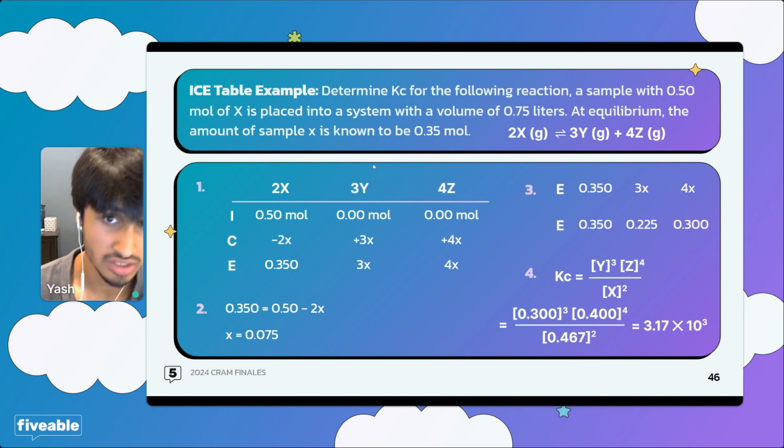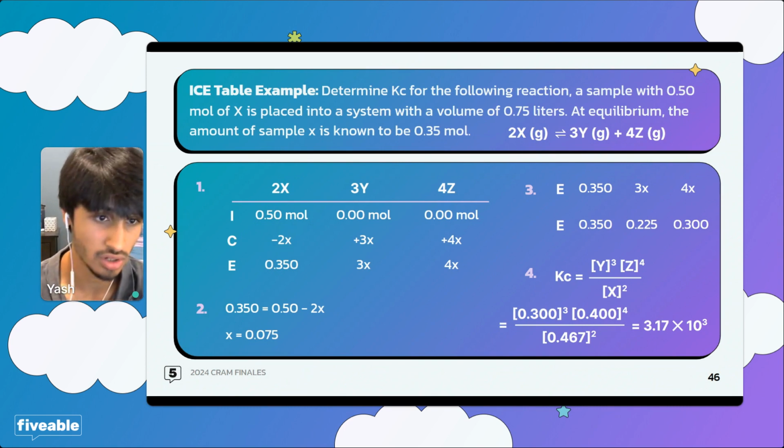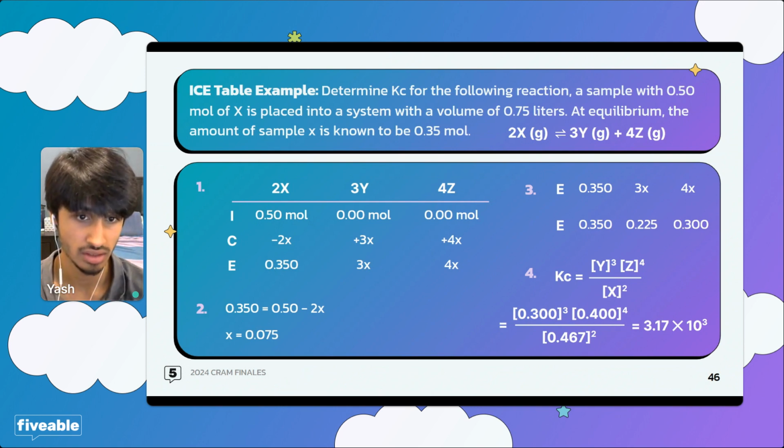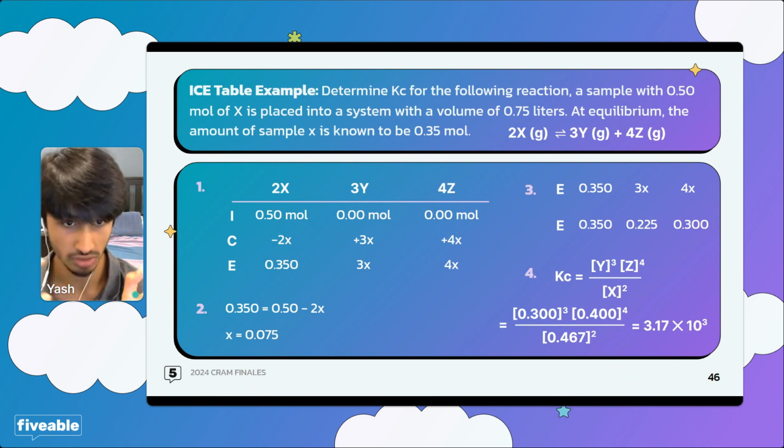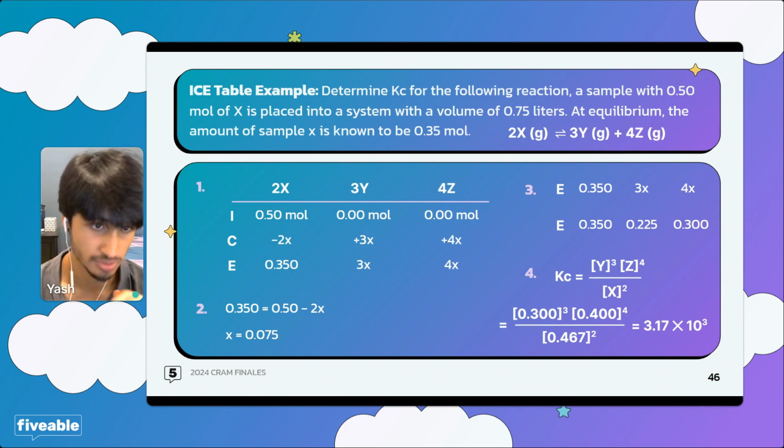All right. So we are at the reaction, right? We have 2X goes to 3Y plus 4Z, right? We know that we initially had 0.5 mole of X, and at the equilibrium position, we had 0.35 mole of X, right? We know that since the coefficient on X is 2, the change in X was negative 2x, right? So we know that our final 0.35 equals 0.5 minus 2x. Doing the algebra on that, we can see that x is equal to 0.075 mole, right?